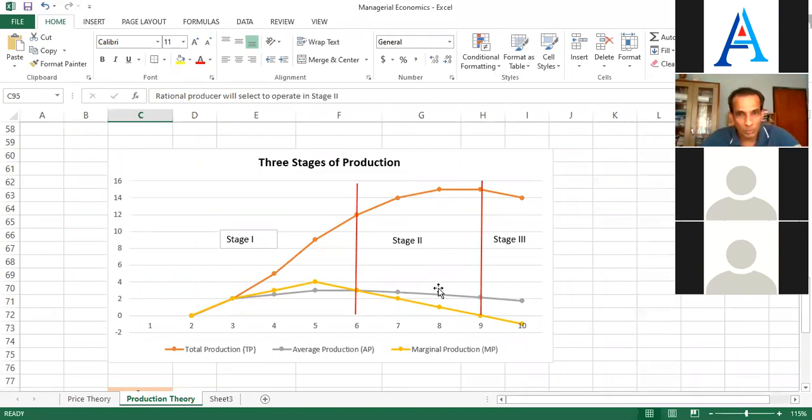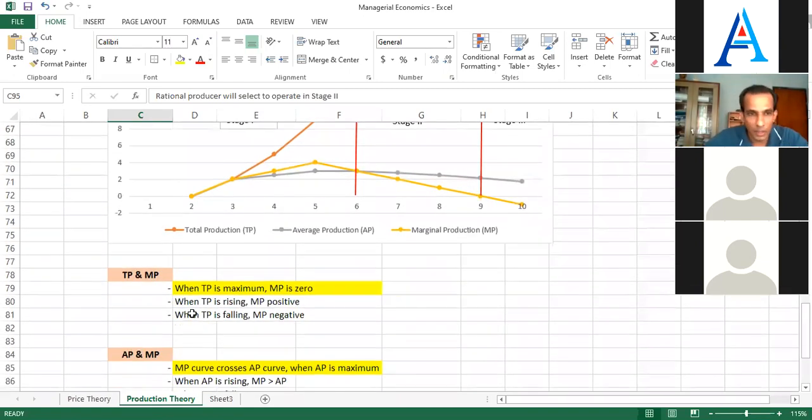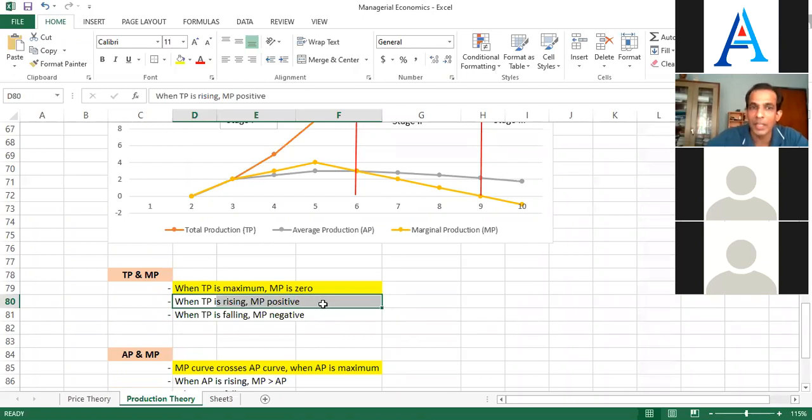In stage 2, one important point is that both average production and marginal production are falling, but positive. As long as marginal production is positive, total production is increasing. That's why we discuss that when total production is rising, marginal production is positive.